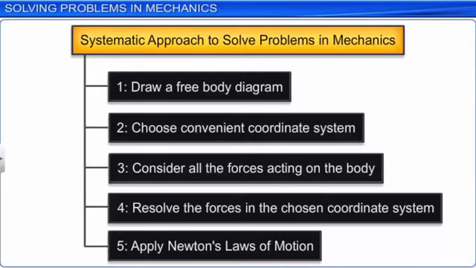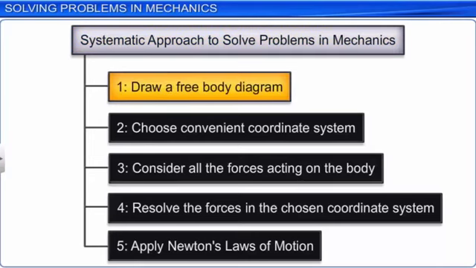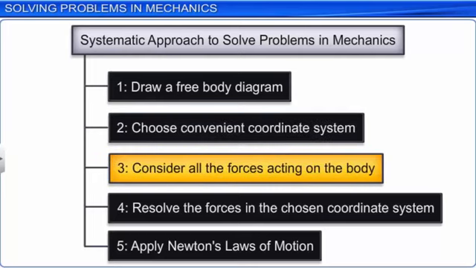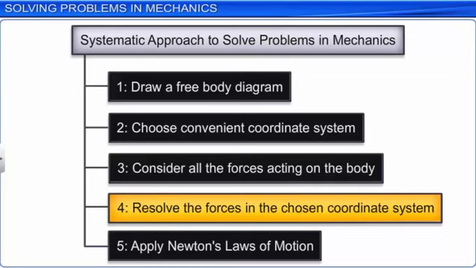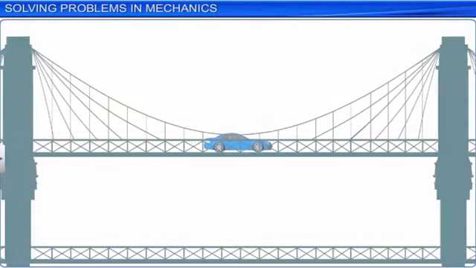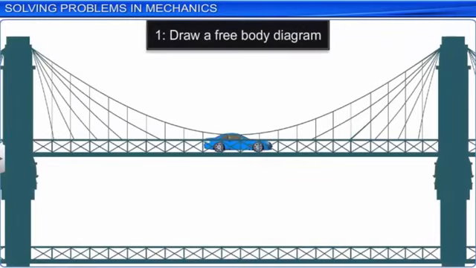There is a systematic way to tackle problems in mechanics. Draw a free body diagram. Choose a convenient coordinate system. Consider all the forces acting on the body. Resolve the forces in the chosen coordinate system. Apply Newton's laws of motion and solve all the equations to find the unknown variables. Let's take a look at each of the steps involved.